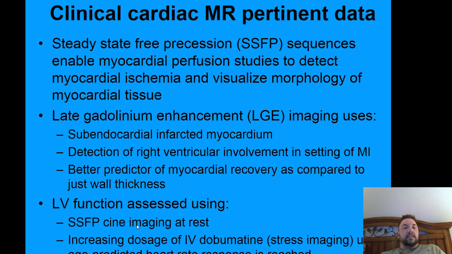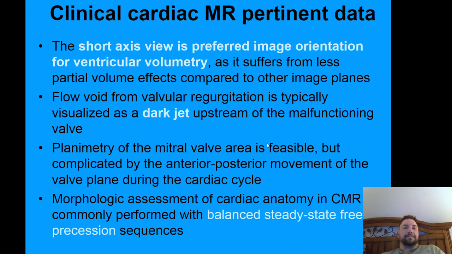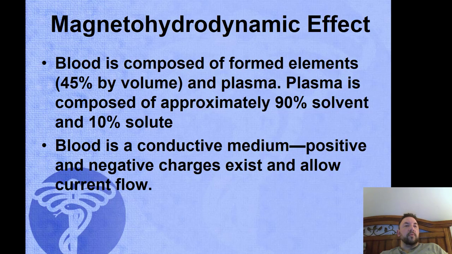Our LV function is cine imaging at rest. We can also increase dosage of dobutamine for stress imaging until an age-predicted heart rate response is reached. Usually hospital settings would be what requires that. Short axis view is preferred for image orientation for ventricular volumetry, as it suffers from less partial volume effects. Flow voids from valvular regurgitation appear as a dark jet upstream. Morphologic assessment of cardiac anatomy uses balanced steady state free precession sequences. Our free precession, bright blood and bright fluid, are the sequences that we use to acquire those cine movements.